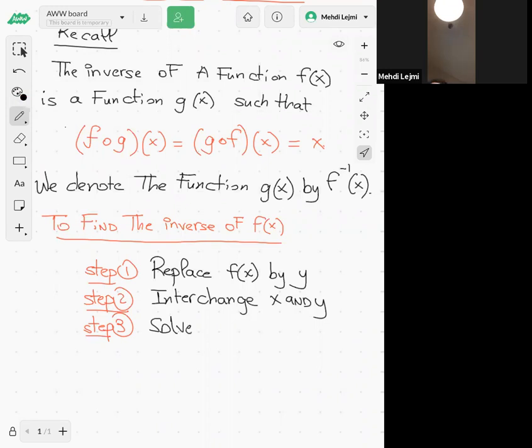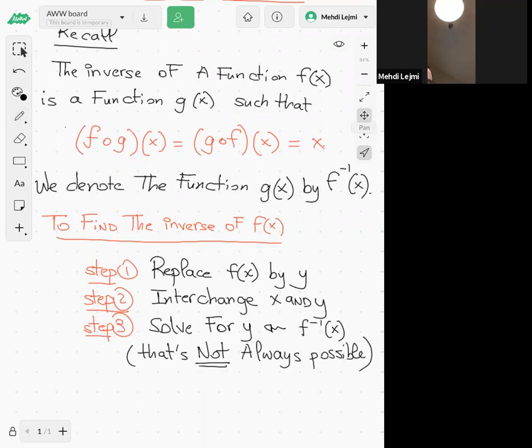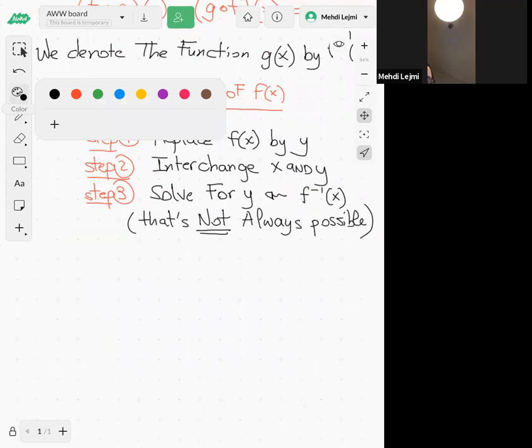Well, at least try to solve for y, because as I said yesterday, it's not always possible to solve for y, and so not all functions have an inverse. So try to solve for y. When you solve for y, then y would be the inverse function, so that's f to the power -1. Anyway, the last exercise was I think the following function.